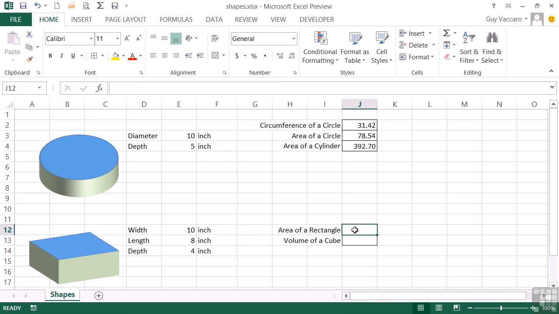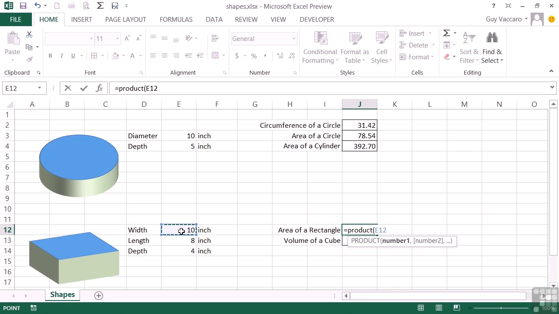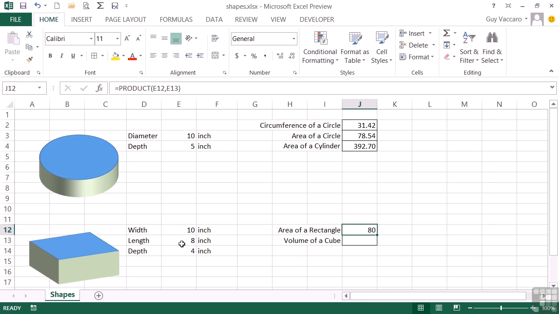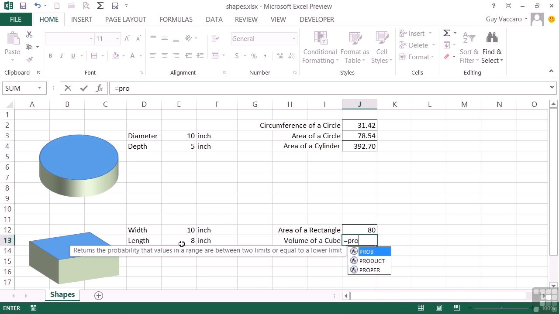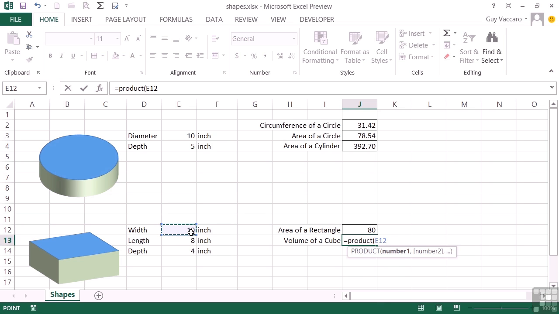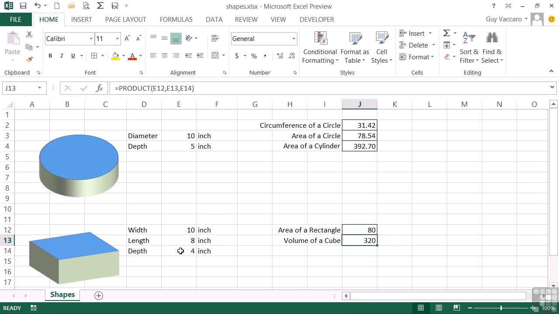Now the area of a rectangle is simply the width multiplied by the length. So we can use the PRODUCT function on the width, comma, the length, close brackets, and we have the area of our rectangle. The volume of the cube is the width times the length times the depth. So again, let's use our PRODUCT function and send in the 3 values, the width, comma, the length, comma, the depth. Return, and we get 320 as the volume of our cube.